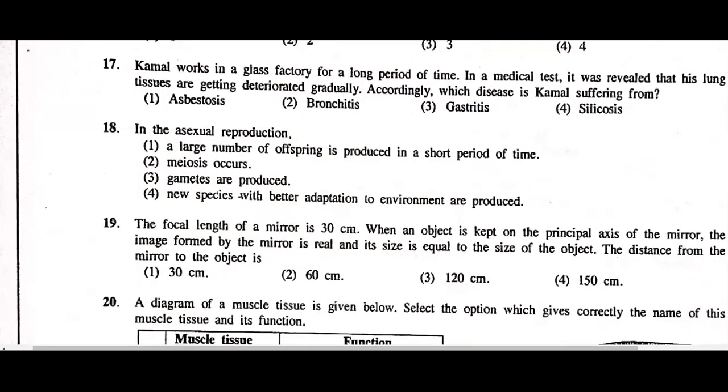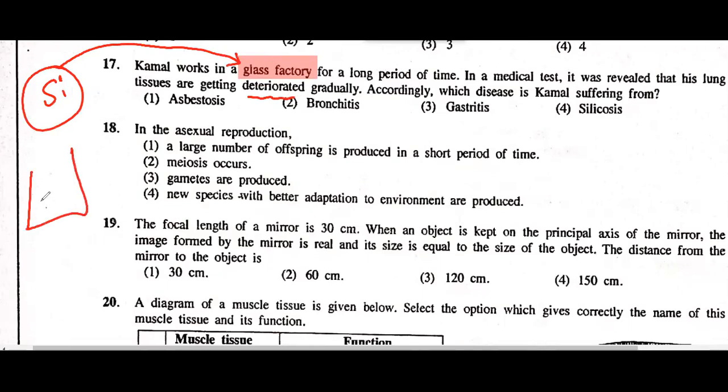Kamal's medical test shows his lungs deteriorated. What factory? Glass factory. He is working in a glass factory. What is the element widely used to make glass? Silicon is used to make glasses. Borosilicate, like your test tubes and beakers, when you go to school you check, most of them have the label borosilicate. Boron and silicon are used to make glasses.